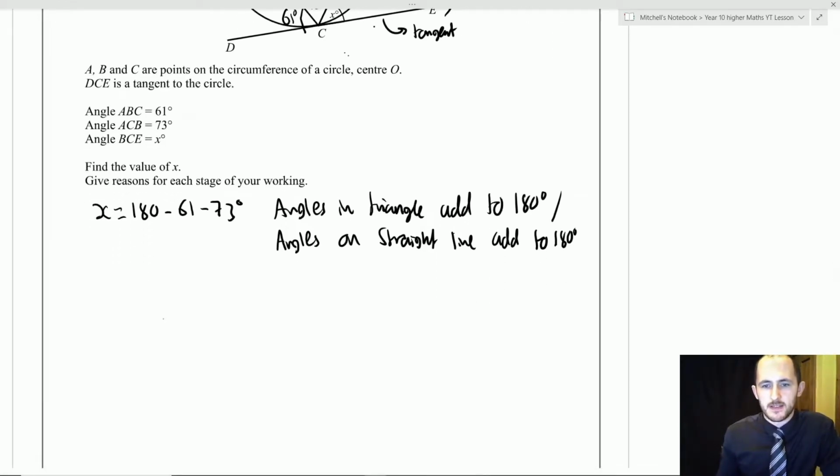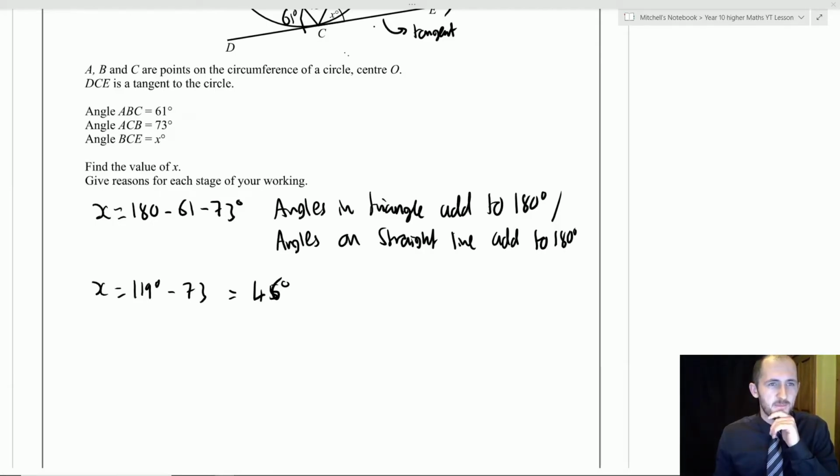So that would be x is equal to 119 minus 73. Oh, this is embarrassing. That should be 46 degrees. Whoops. Slightly embarrassing, but yeah, 46 degrees.